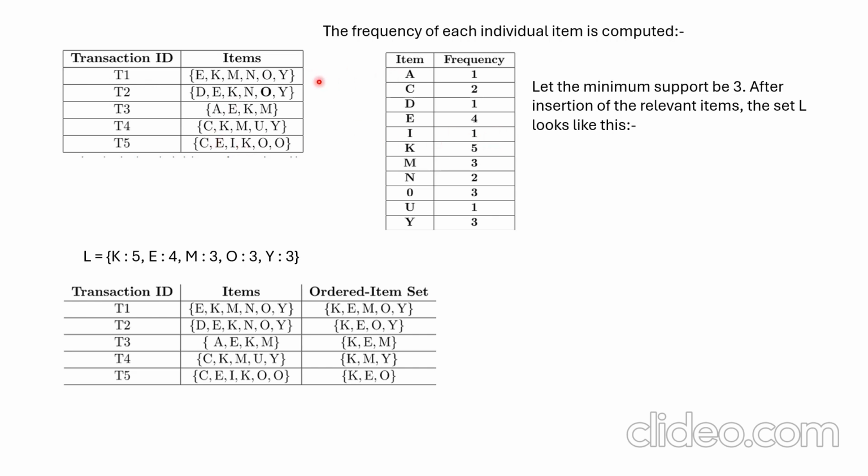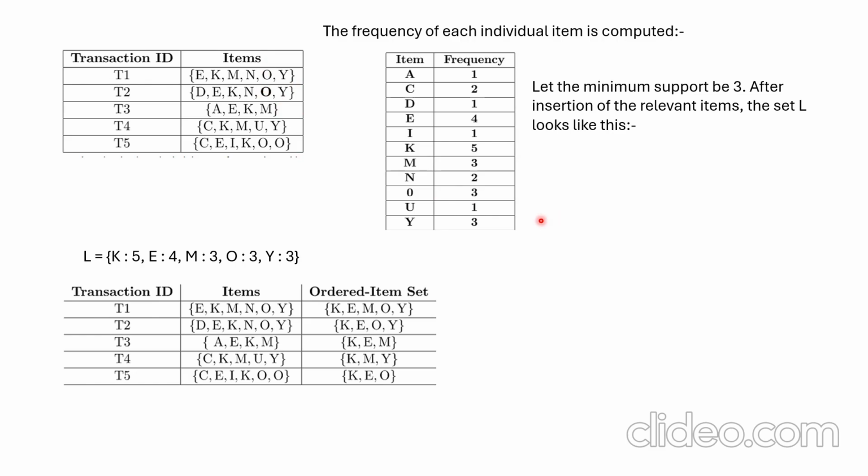For K you have 1, 2, 3 and 4, and then 5. All transactions have K, including T4, so K is 5. M is 3, we have 1, 2 and 3. And N is 2, so 1 and 2.